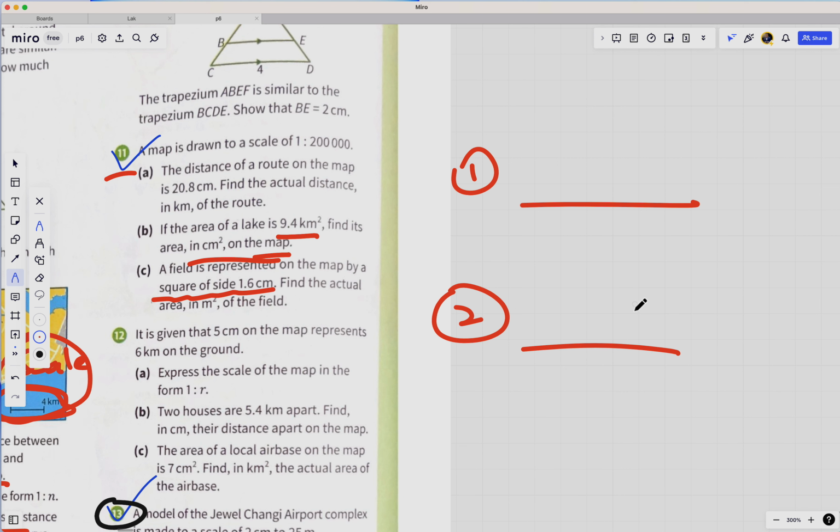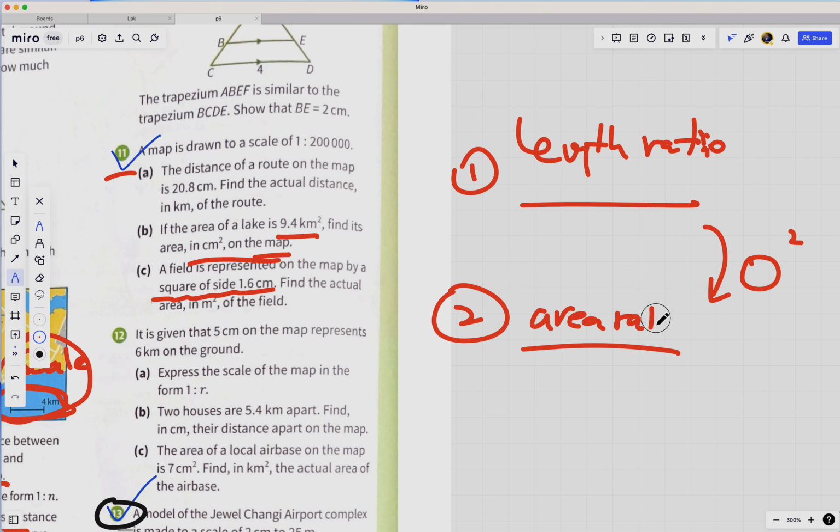In mathematics, you just have to remember what is the key in this chapter. The key is get the length ratio out. Oh, length and area ratio. Yeah. Once you get the length ratio, what you do? Square everything. You square everything to get the area ratio. Does it make sense? Yeah.